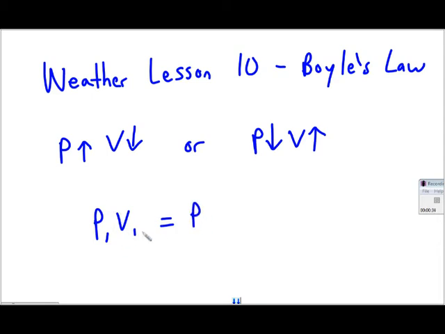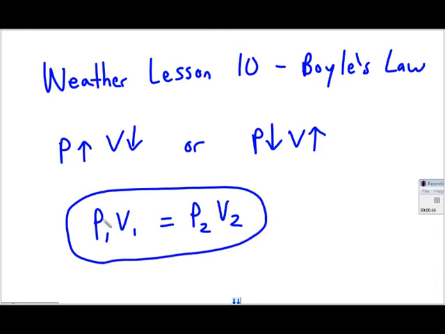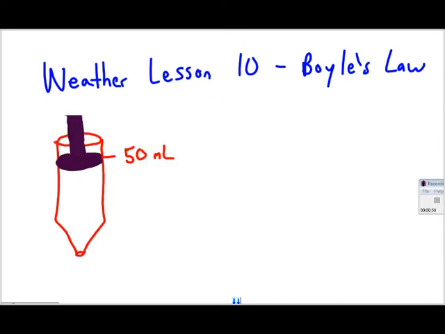And so the initial pressure times the initial volume is going to be equal to the final pressure times the final volume. So here's the formula for Boyle's Law. Inverse relationship, one goes up, the other goes down by a constant amount. Let's take a look at two applications of this. We saw syringes in class.